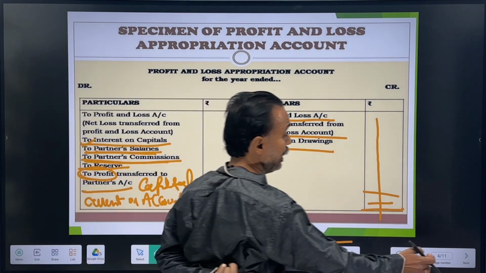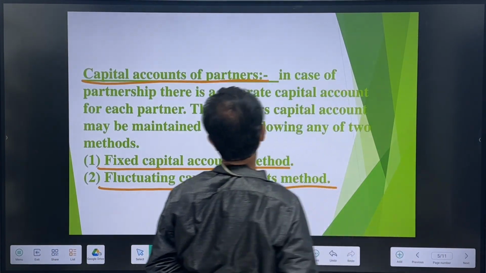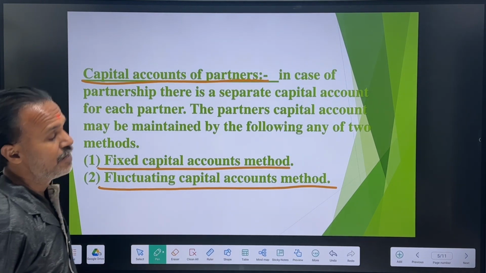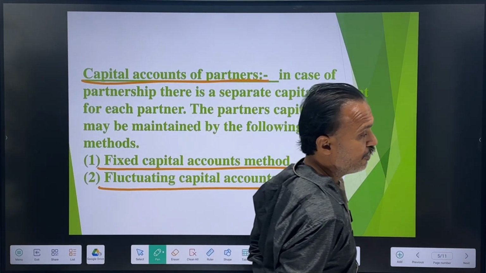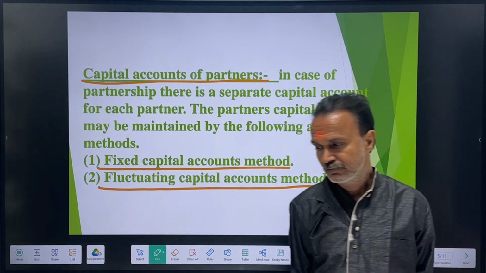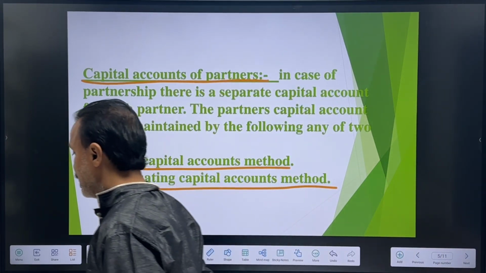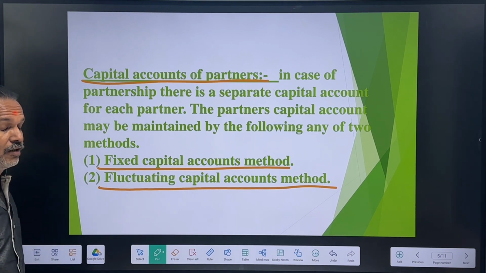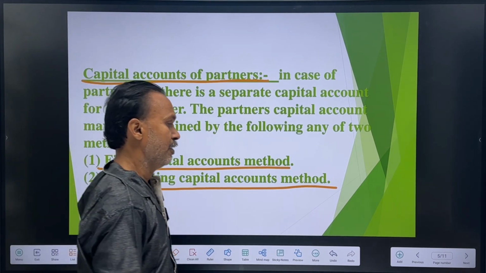The second account that is prepared is called partners capital account. In the case of partnership, there is a separate capital account for each partner. The capital accounts of partners are classified into two parts. First, fixed capital account, and second, fluctuating capital account.